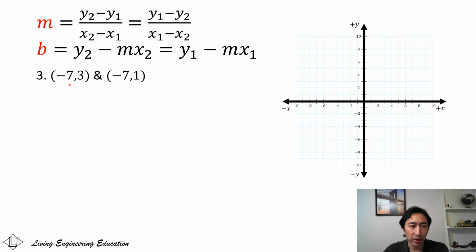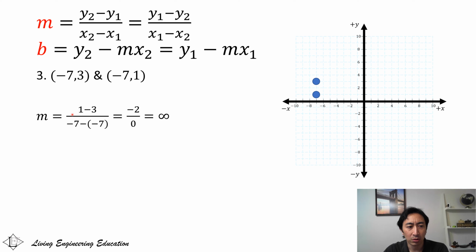For problem 3, we have negative 7, 3 and negative 7, 1. We can look visually and we see that these points are going to produce a vertical line. So anytime you have 2 of the same x value, you're going to get a vertical line. From the previous problem you saw, anytime you get 2 of the same y values, you're going to get a horizontal line. Okay? So what's a vertical line going to give us in terms of slope?